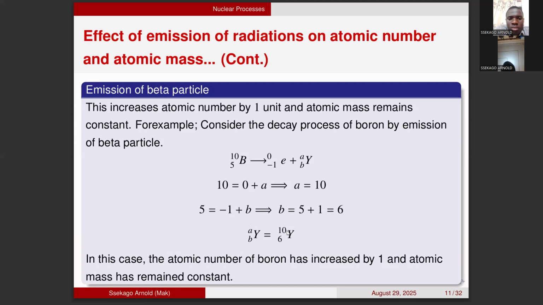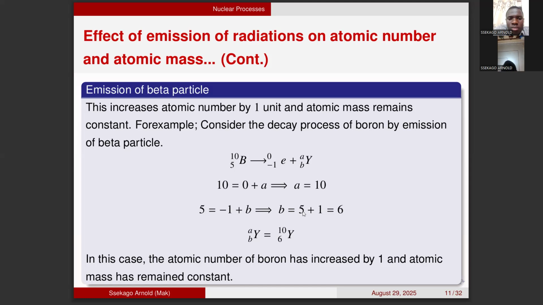So substituting back the values of A and B, our Y is equal to 10. So this is what we mean by atomic mass remains constant. Atomic mass does not change if an atom emits or releases a beta particle. Due to this calculation, 10 equals 0 plus A has remained as 10. The way it was originally in boron, it is still the same in Y. It is still 10, it has not changed.